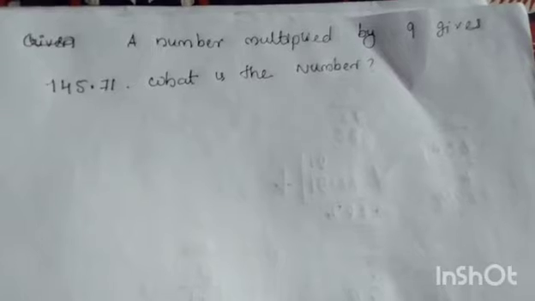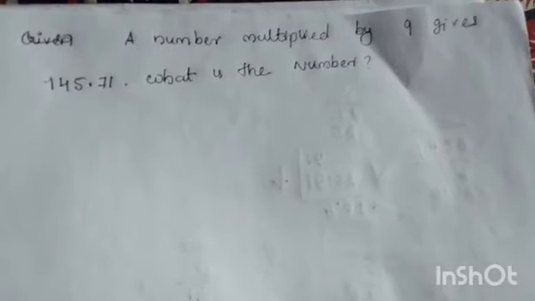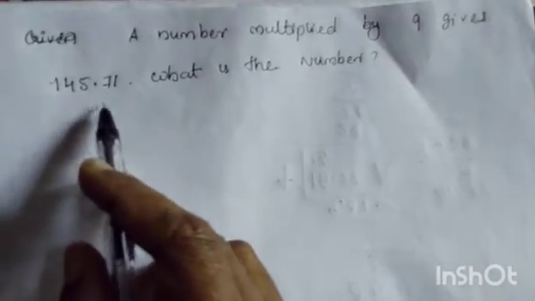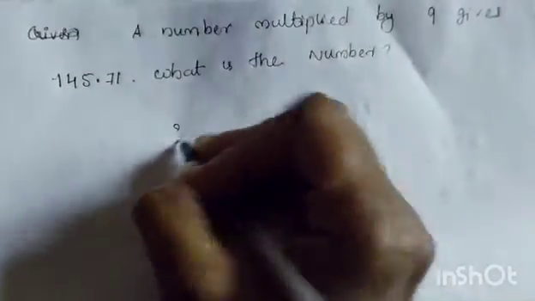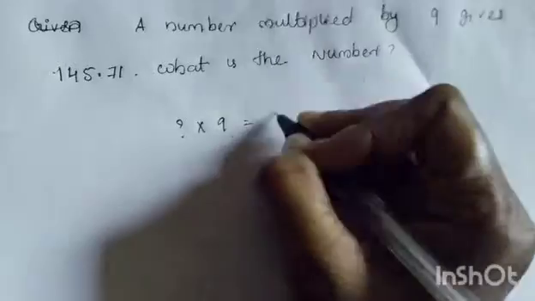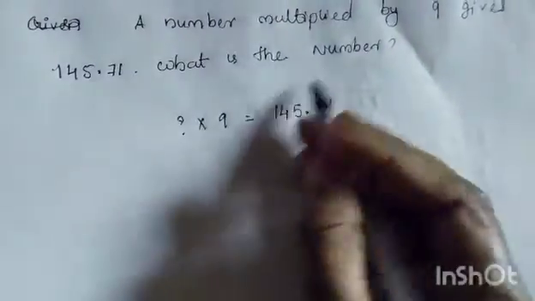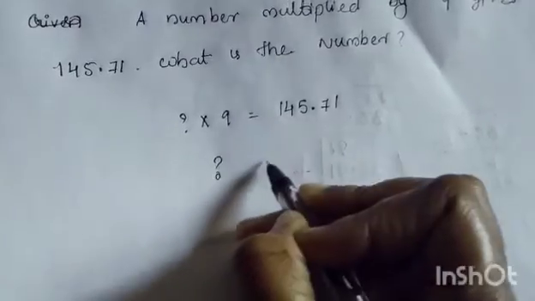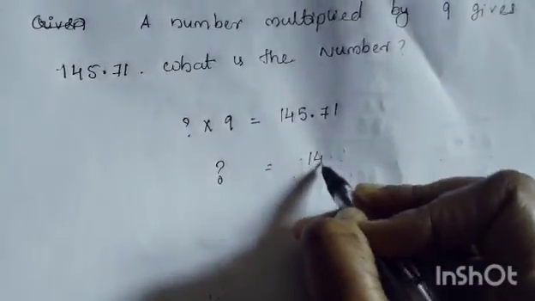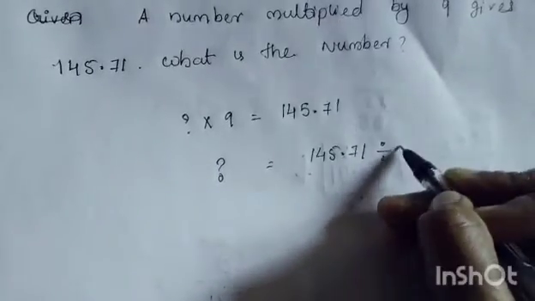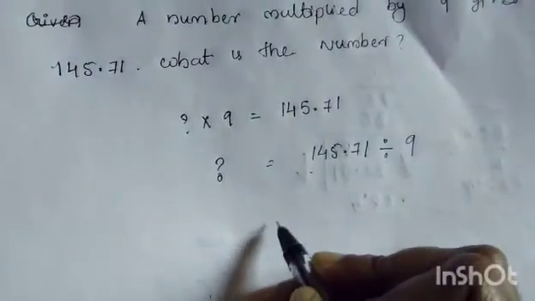This is the next question. A number multiplied by 9 gives 145.71. What is the number? We want to find out the number. In order to find the number, we want to divide 145.71 by 9.